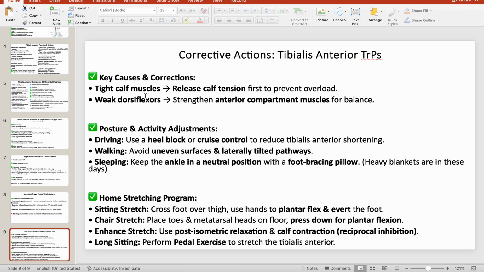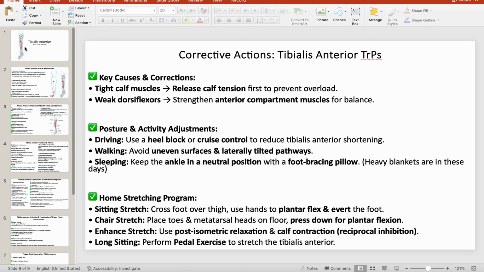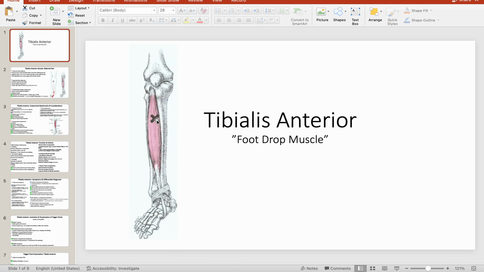And these are some stretches and exercises you could do. What kind of things do you guys give your patients for this type of muscle? What's a common home exercise that they can do?